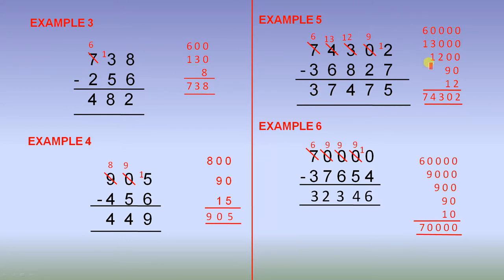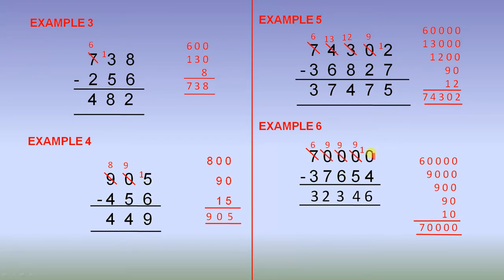Let's check that this is correct. That the number up the top is actually 74,302. This 6 is a 6 with 4 zeros. There it is. That 13 is actually a 13 with 3 zeros. So it's actually 13,000. That 12, that's a 12 with 2 zeros. So that's 1,200. That's a 9 with 1 zero, which is 90, and that's 12. When you add all that up very carefully, it becomes 74,302. So the trading we've done is correct.